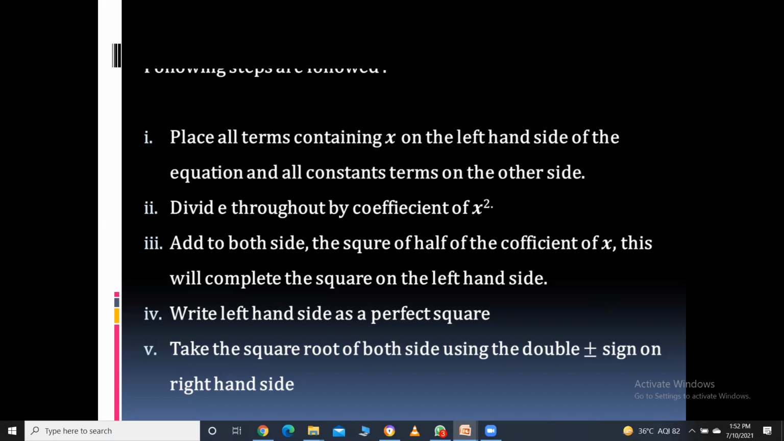And in the fourth step, write the left hand side as a perfect square. Take the square root of both sides using the plus minus sign on the right hand side of the equation.